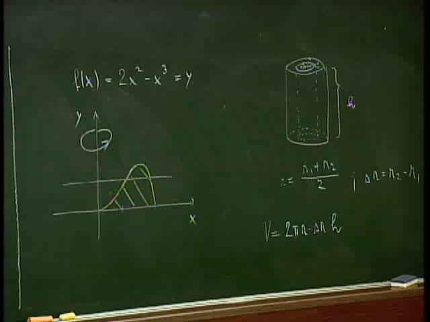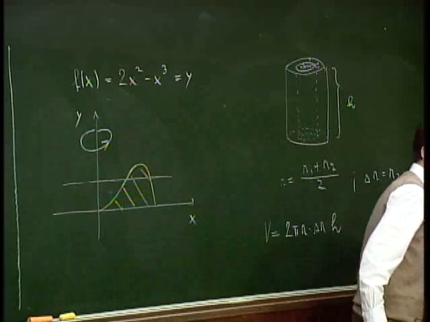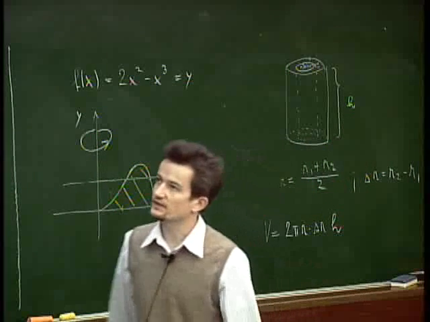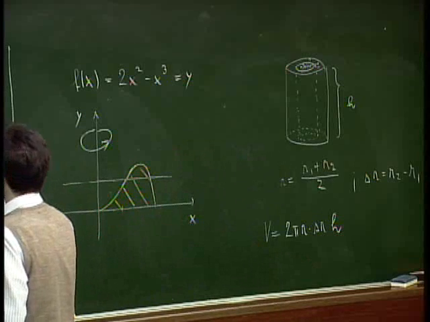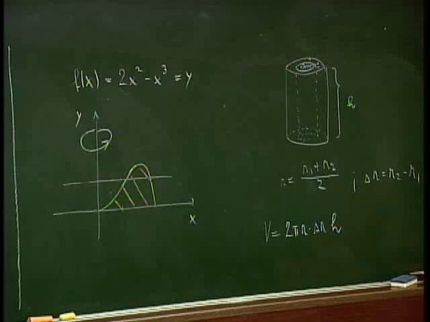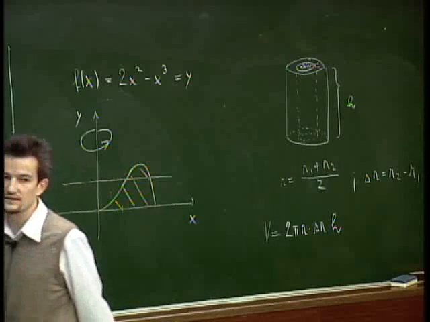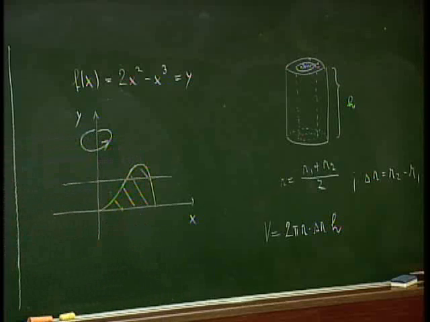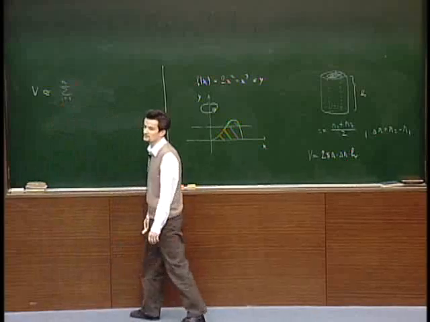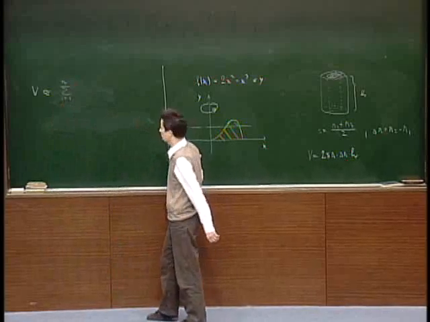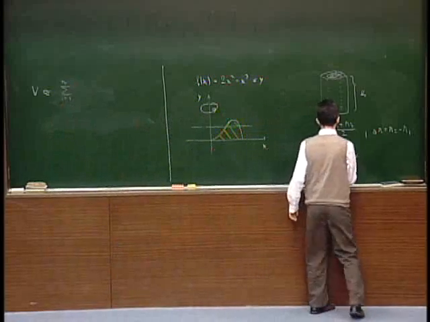And now, using this, you see, if you approximate the original solid by a sum of such cylindrical shells, then the volume is approximated by summing up over all those shells the volumes of the shells. Now for the volumes of the shells, we have this formula here.